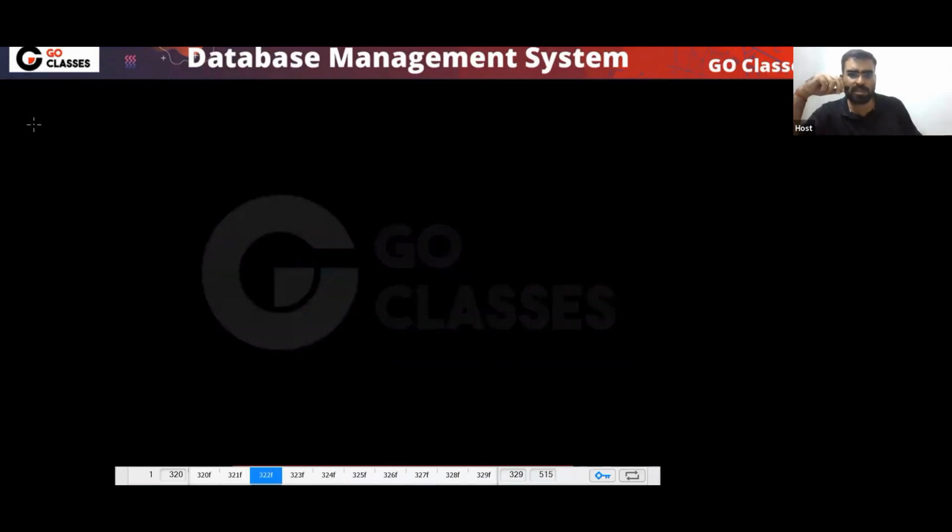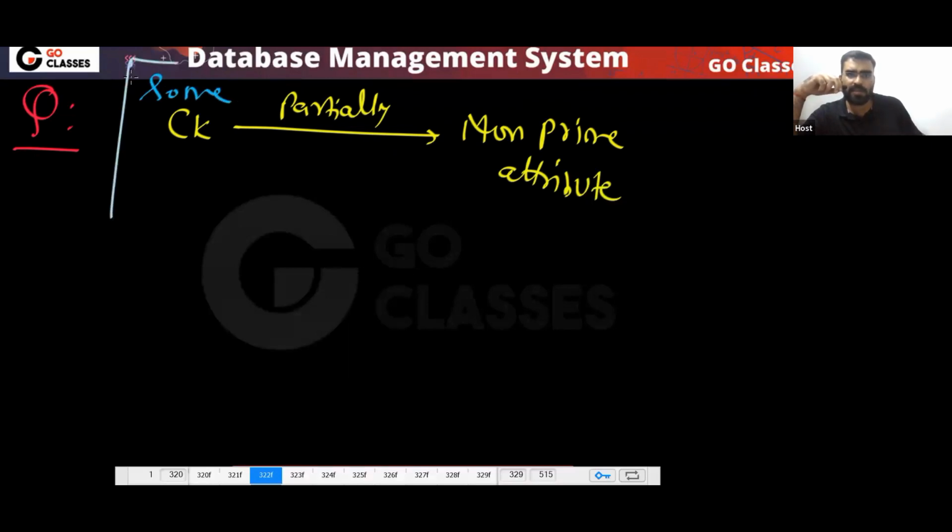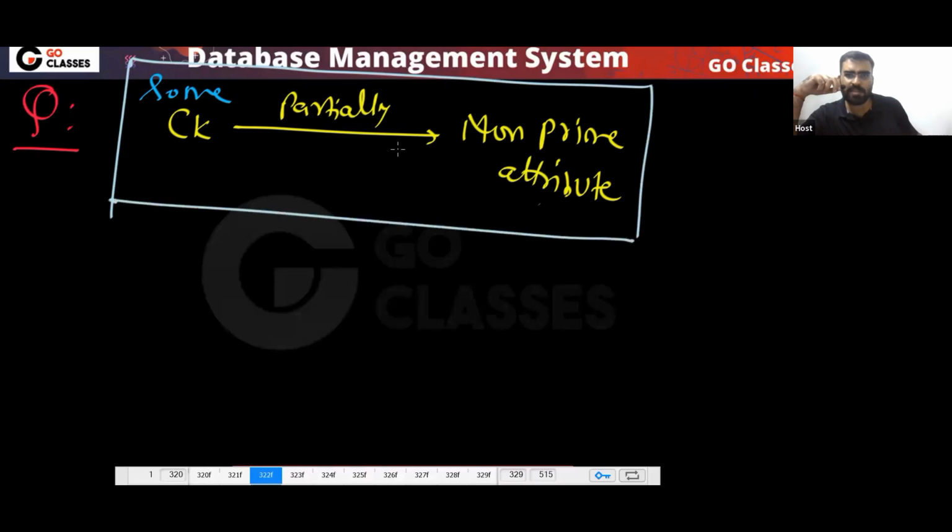Now let me ask you one more thing. This is my question. See, a candidate key partially determines a non-prime attribute. This is a problem for 2NF, right? If this happens, then this is a problem for 2NF. You know this. So I can say this is a 2NF violation.